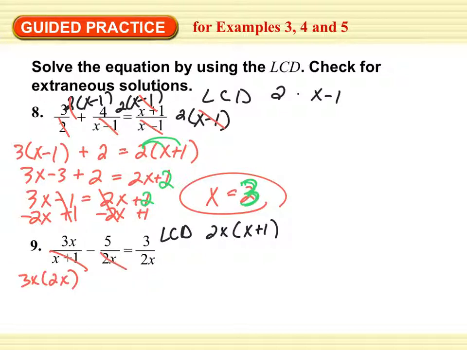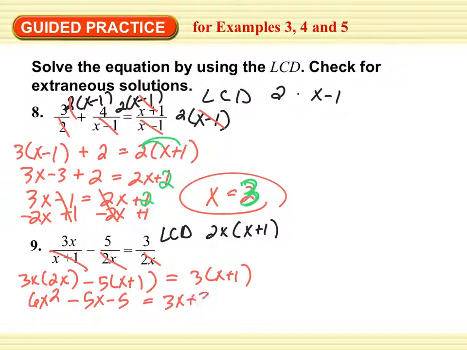I lose the x plus 2, and I'm left with an x plus 1. Distribute and multiply. 6x squared minus 5x minus 5 equals 3x plus 3.